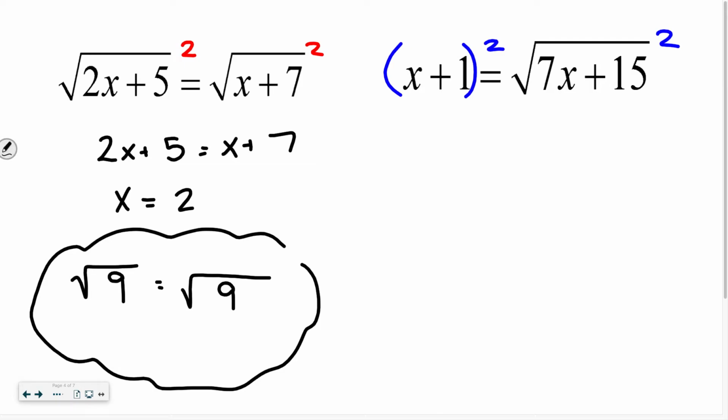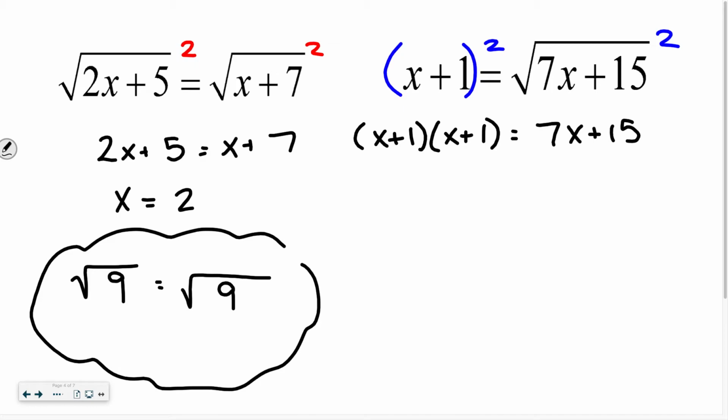Okay, what does (x plus 1) quantity squared mean? Take x plus 1 times x plus 1. Take it times itself, right? To square something is to multiply it by itself. So this side is expanded: x plus 1, x plus 1. This side over here just cancels out. Okay, so it's just 7x plus 15.